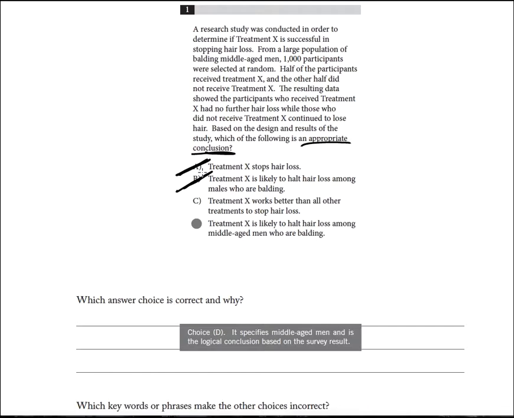Does this mention anything else? Does it mention any other treatments? No, right? Maybe it works better than other treatments, but none of them are mentioned. So the only thing that we can reliably draw here, the only conclusion, is choice D. Treatment X is likely to halt hair loss among middle-aged men who are balding, or balding middle-aged men if we want to be more economical with our text.